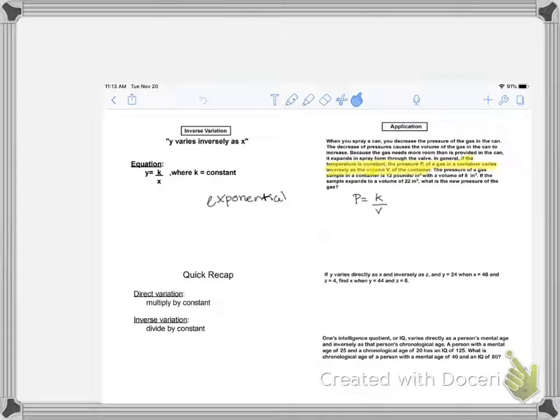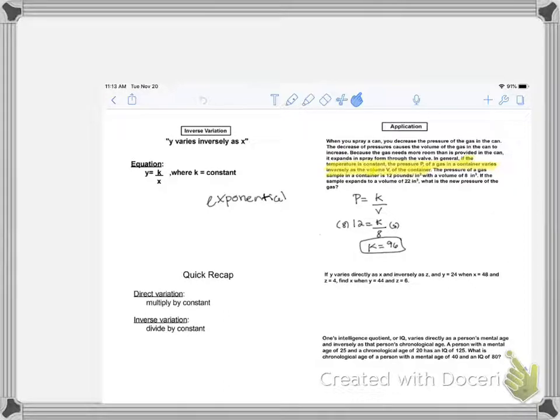So it says the pressure of the gas sample in a container is 12 pounds per square inch with a volume of 8 inches cubed. All right, let's look at what that would mean for my constant. So if the pressure is 12, the constant is unknown, the volume is 8. We can quickly multiply 8 by both sides. So the constant would be 96.